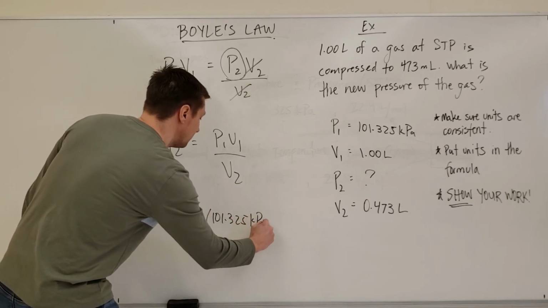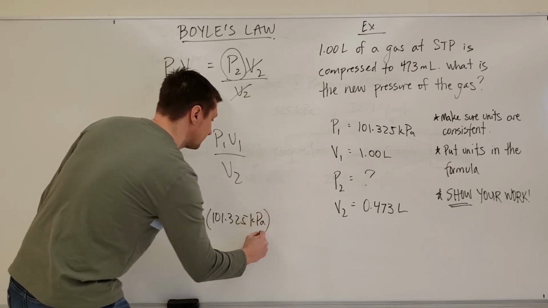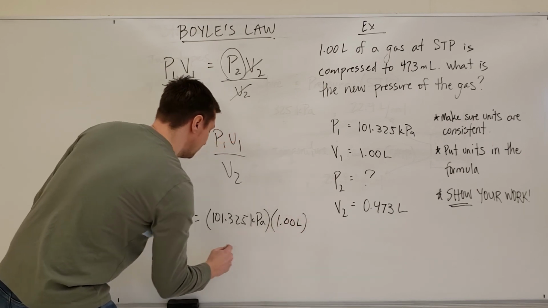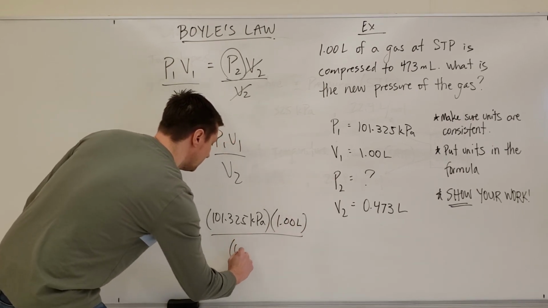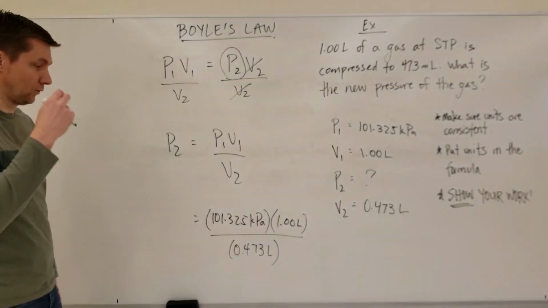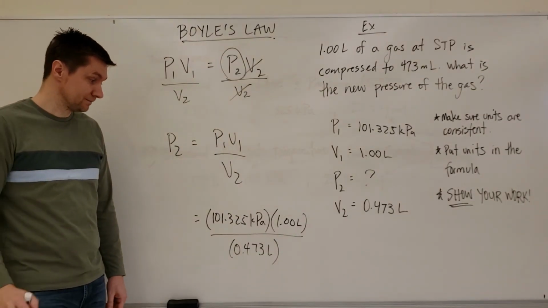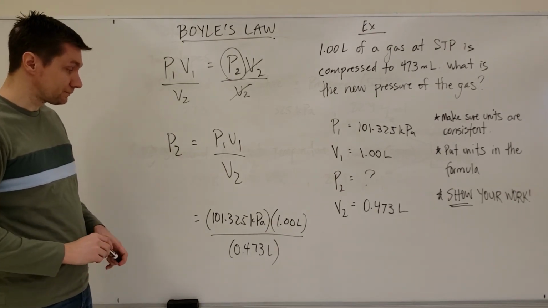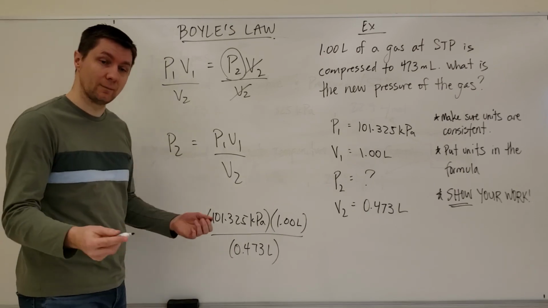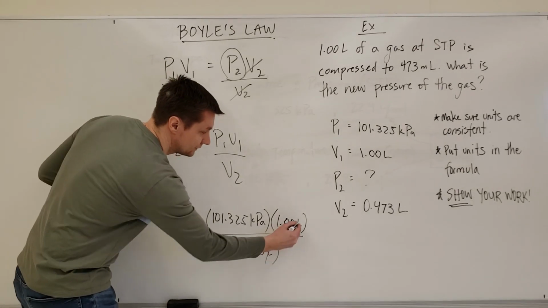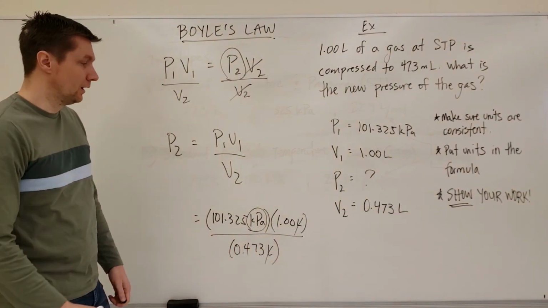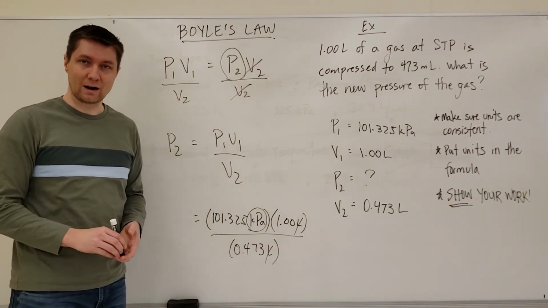So you plug this in and you get 101.325 kilopascals times 1 liter divided by 0.473 liters. You plug this into your calculator and you get an answer. Now what does your answer come out as? You can see the liters cancel out, and your answer is going to come out as kilopascals. It turns out that this is question number 1 in your practice booklet in the Boyle's Law section.